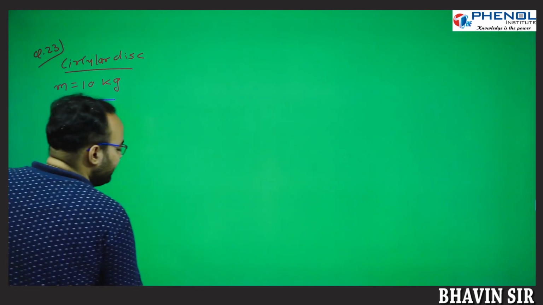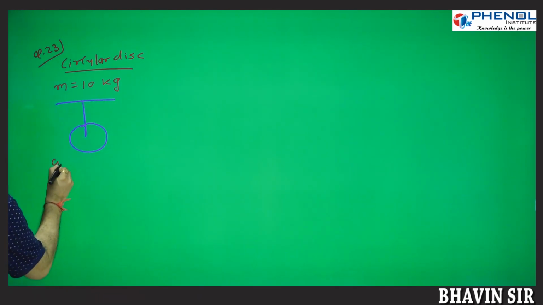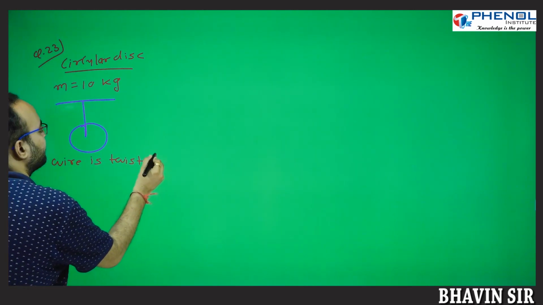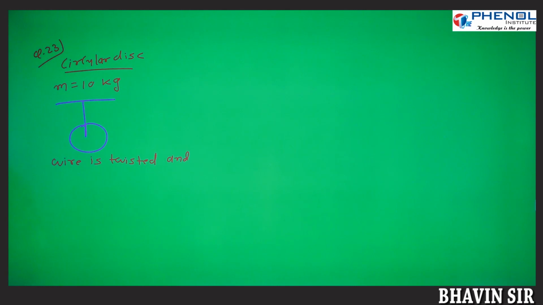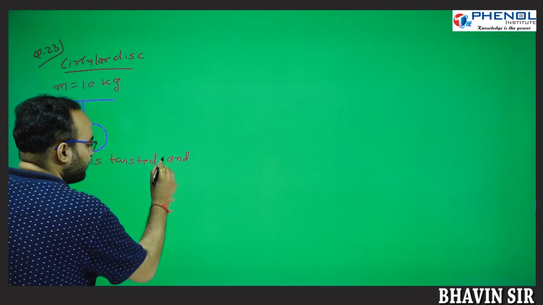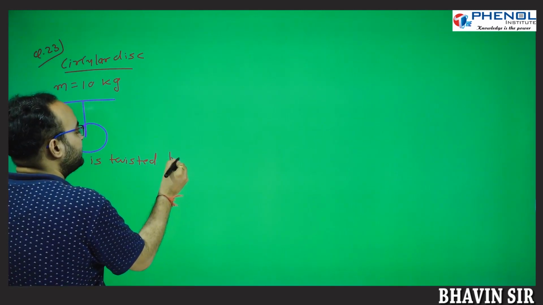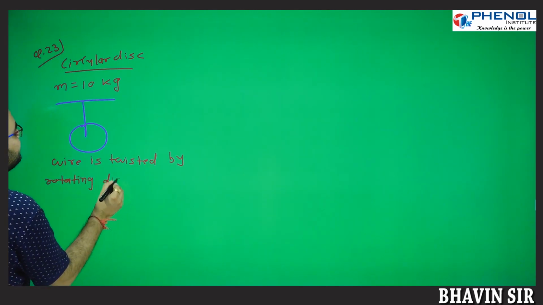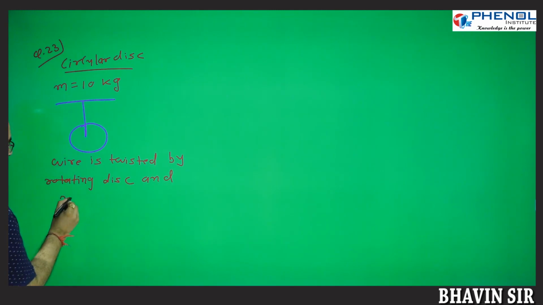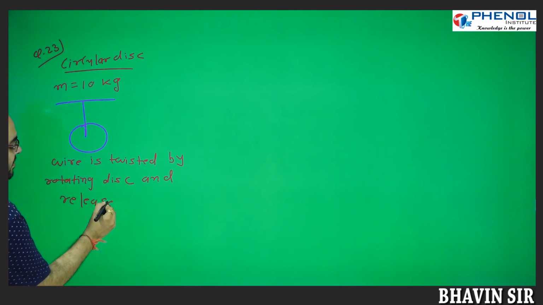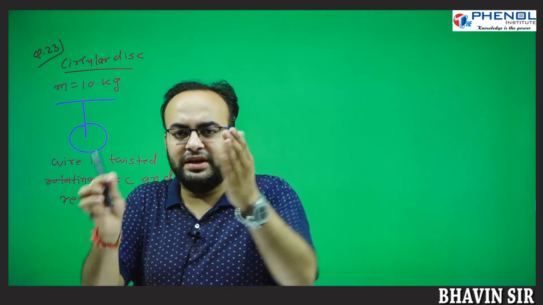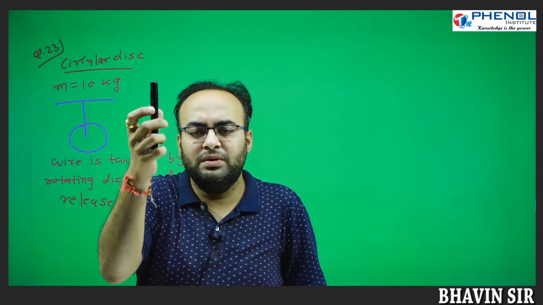Now what is given in the question? The wire is twisted by rotating the disc and released. Okay, see students, when the disc is rotated, then what? Twist is produced in the wire.